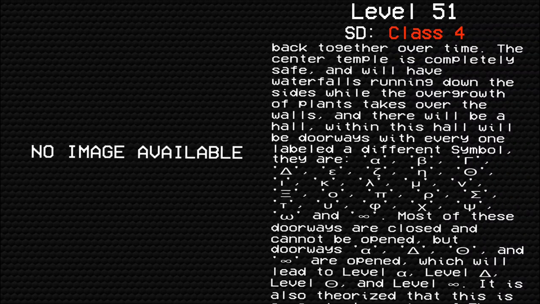The center temple is completely safe and will have waterfalls running down the sides while the overgrowth of plants takes over the walls, and there will be a hall. Within this hall will be doorways, each labeled with a different Greek symbol.